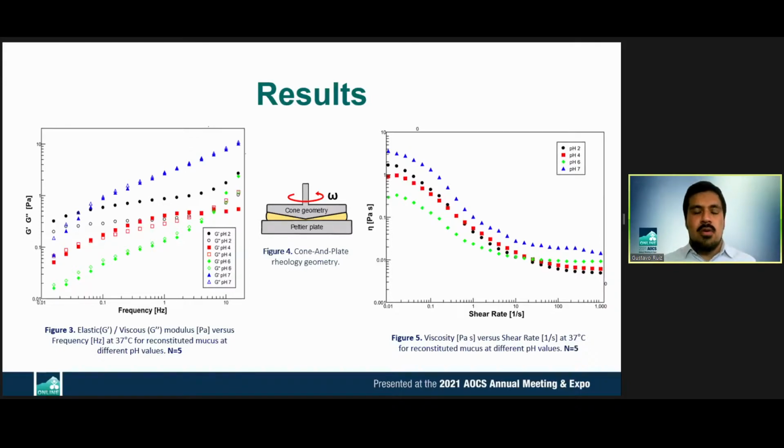As well, in figure 5, we can see that independently of the pH, the viscosity of all the samples is reduced when the shear rate is increased. It means that mucus acts as a lubricant, whether it's in a gel or in a solution. Of course, in a solution it is a better lubricant, but at the end, it is a lubricant under all conditions.